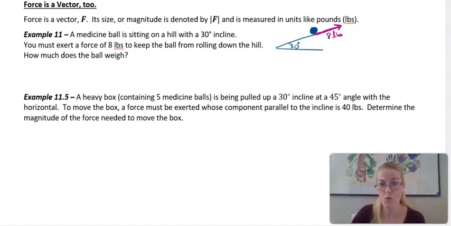The ball itself wants to roll down the hill, right, with a magnitude of 8 pounds. So the question is, how much does the ball weigh? Well, what is the ball's weight? It would go directly straight down into the ground, right? And now you can draw this however long you want, but here's the idea.